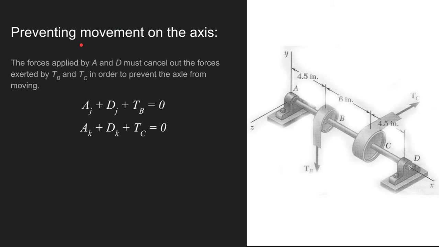The forces applied by A and D must cancel out the forces exerted by TB and TC in order to prevent the axle from moving. So therefore, A in the J direction plus D in the J direction plus TB, which is also in the J direction, have to equal 0. Just like A in the K direction plus D in the K direction plus TC, which again is in the K direction, have to equal 0.